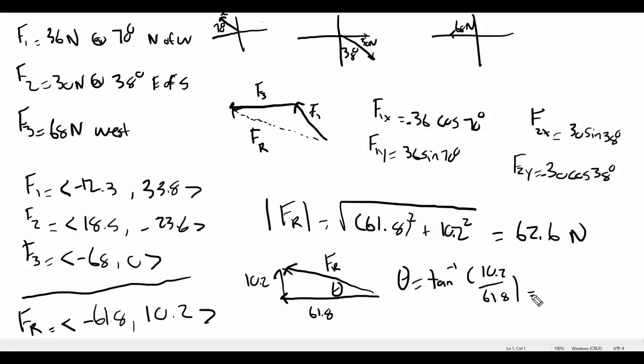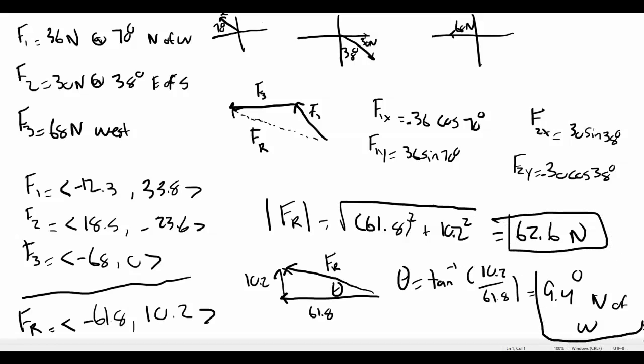So I type that into my calculator, inverse tangent of 10.2 divided by 61.8, and I get 9.4 degrees. And that direction that I just chose is the north of west direction. So there's my magnitude, there's my direction, and I'm done with number 1. Basically for each piece that you missed, you lost a point. There are 9 points total on number 1. So pause there, make sure you understand how to do that.